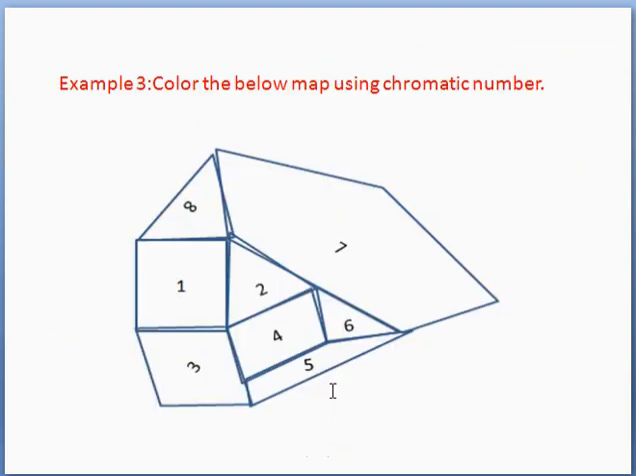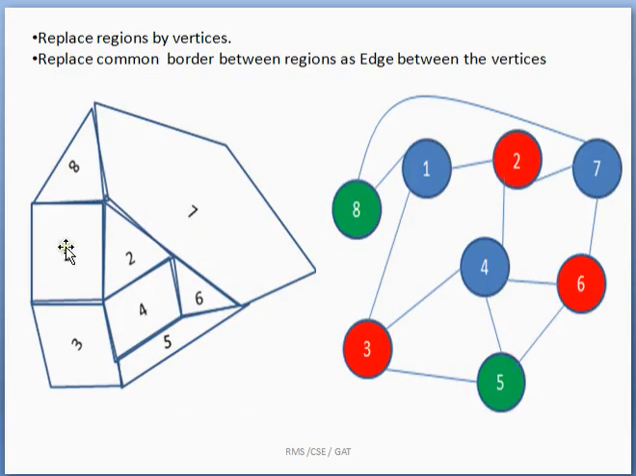Now see one example. Assume that this is a map which contains a total of 8 regions. Now I need to color this map. How to color it? First, what are the steps here? First I need to replace regions by vertices, and regions sharing a common border by an edge between the vertices. So for 8 regions, here I have 8 vertices.